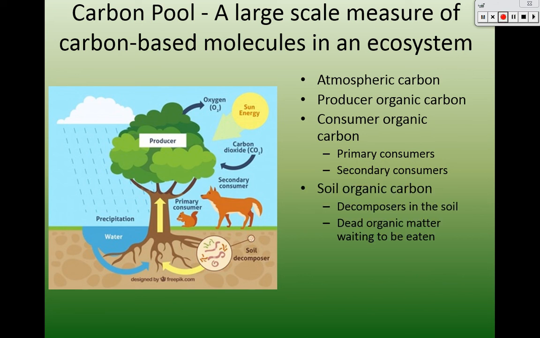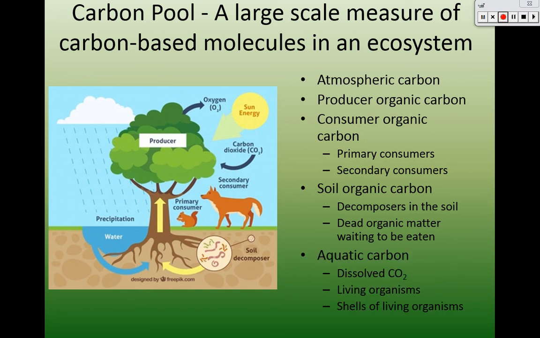But then we also have soil organic carbon. This could be from two things. It could be from living decomposers in the soil. So all of these little worms and bacteria and fungus and whatever's down here would be soil organic carbon, but then also dead organic matter in the soil waiting to be eaten. So leaves fall to the forest floor and they're hanging out near the soil waiting to be eaten. That's soil organic carbon. And again, you could divide it up. Most people are just going to lump it all together and call it soil organic carbon.